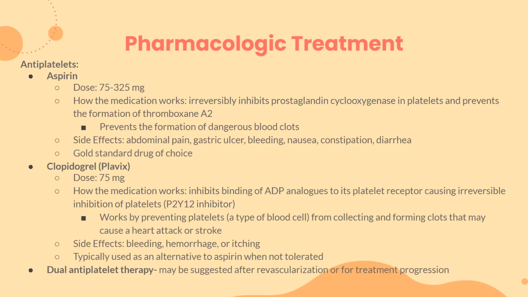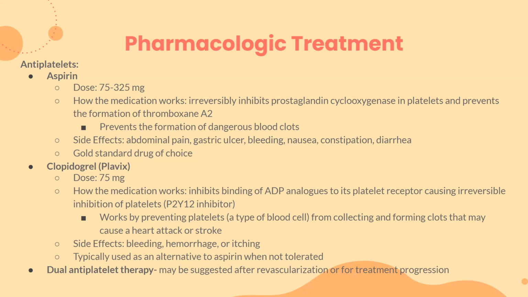So now for our pharmacologic treatment. The mainstay of therapy is generally with antiplatelets, and the most common antiplatelet that's going to be prescribed is aspirin. So the dose, based on the patient's disease progression, can range from 75 to 325 milligrams, so typically around that 81 milligram tablet. And what this medication is going to do is prevent the formation of blood clots in the patient.